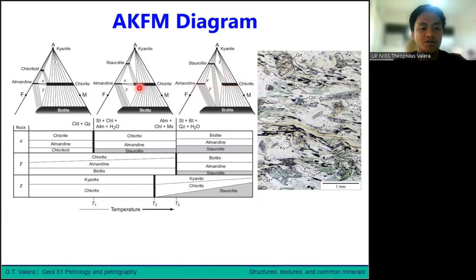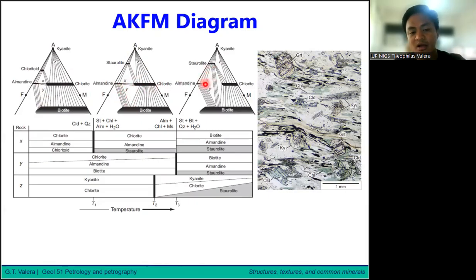Okay? Another thing, yung Y natin, yung bulk composition Y, initially it has a composition of, or mineral assemblage of almandine, chlorite, and biotite. At this metamorphic grade, same metamorphic grade as this X here, you can see na si X meron na siyang almandine, staurolite, and chlorite again. Yung Y natin did not change yung kanyang mineral assemblage. Still almandine, chlorite, and biotite kasi yung bulk composition niya is here.